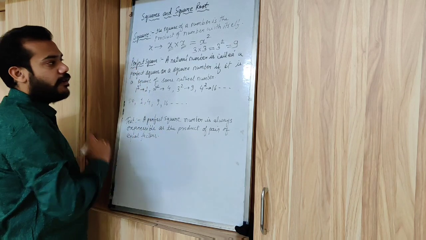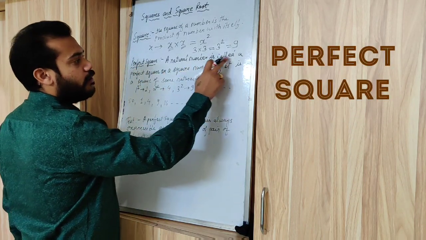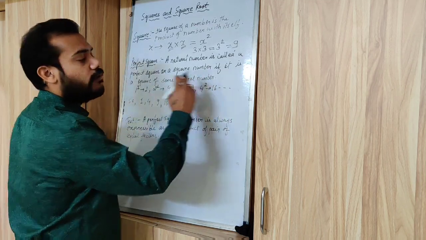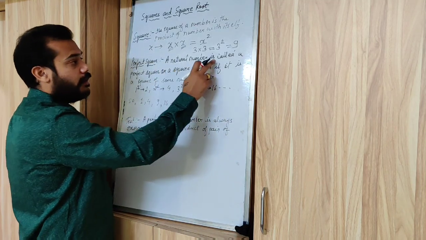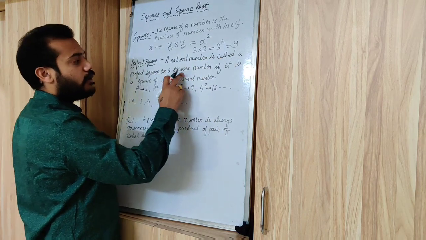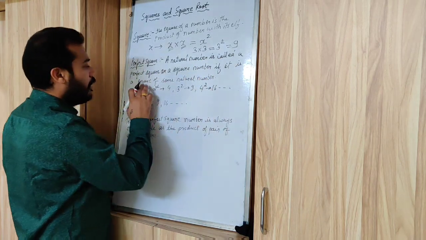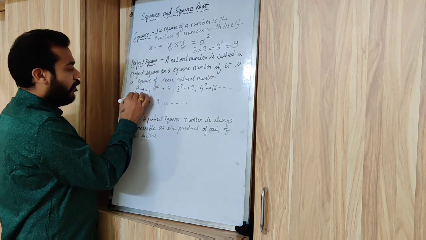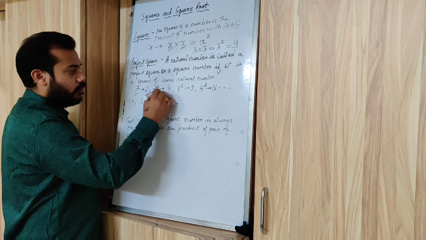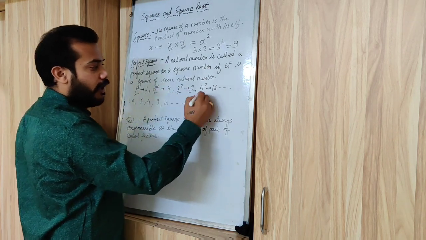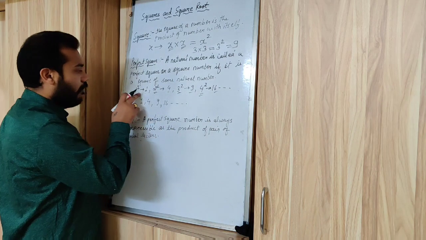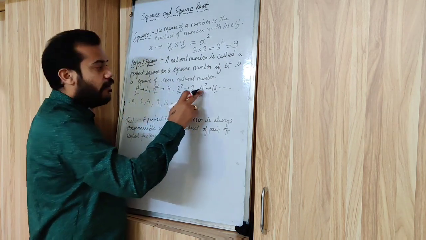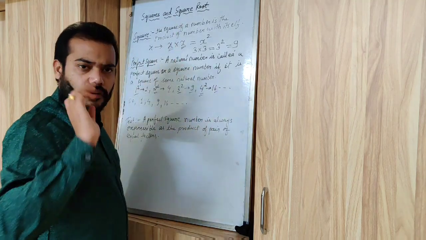Next, perfect square. A natural number is called a perfect square or a square number if it is the square of some natural number. If we take 1 square, that is 1; 2 square, 4; 3 square, 9; 4 square, 16. 1 into 1 is 1, 2 into 2 is 4, 3 into 3 is 9, 4 into 4 is 16, and so on.